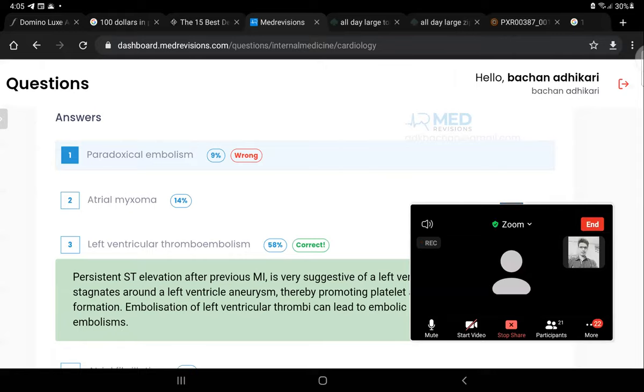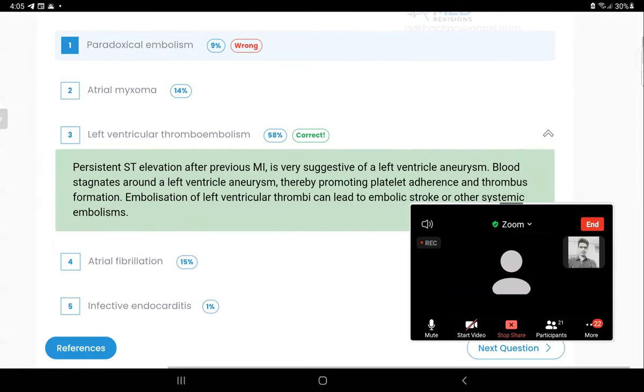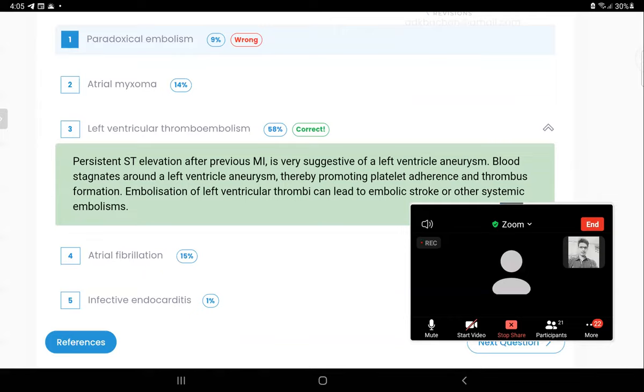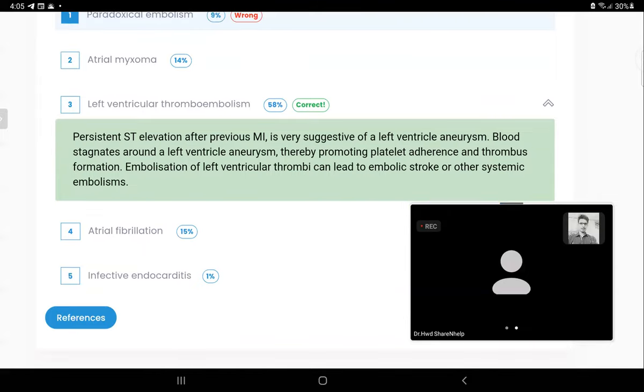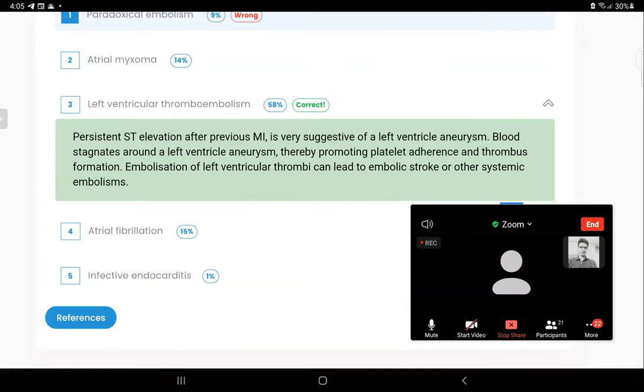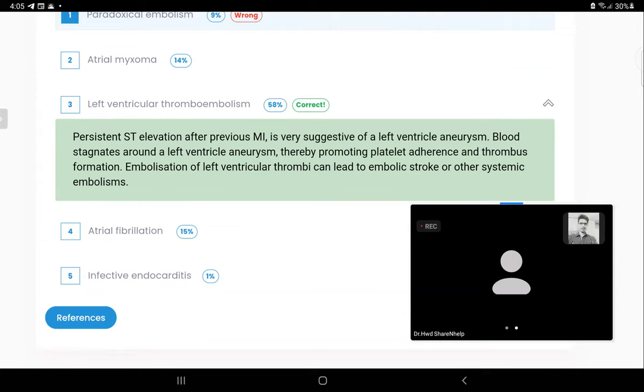No, it cannot be atrial myxoma because we don't see that and the symptoms aren't suggestive. Here's the thing. Persistent elevation after an MI is because of left ventricular aneurysm. All right? Left ventricular thromboembolism because of aneurysm. Please remember that. This is also a question in flappable.